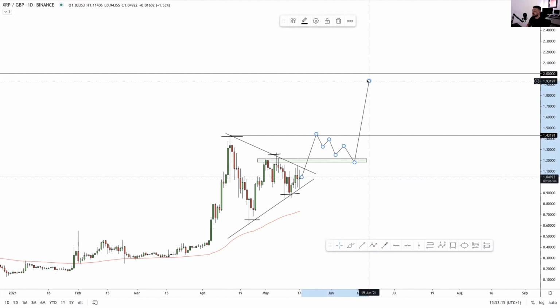So yeah, once again, this is XRP. We're currently in a bullish pennant, waiting for a breakout, waiting for a retest of that to then look for continuation to the upside. And then, yeah, it'll be very, very nice from there.